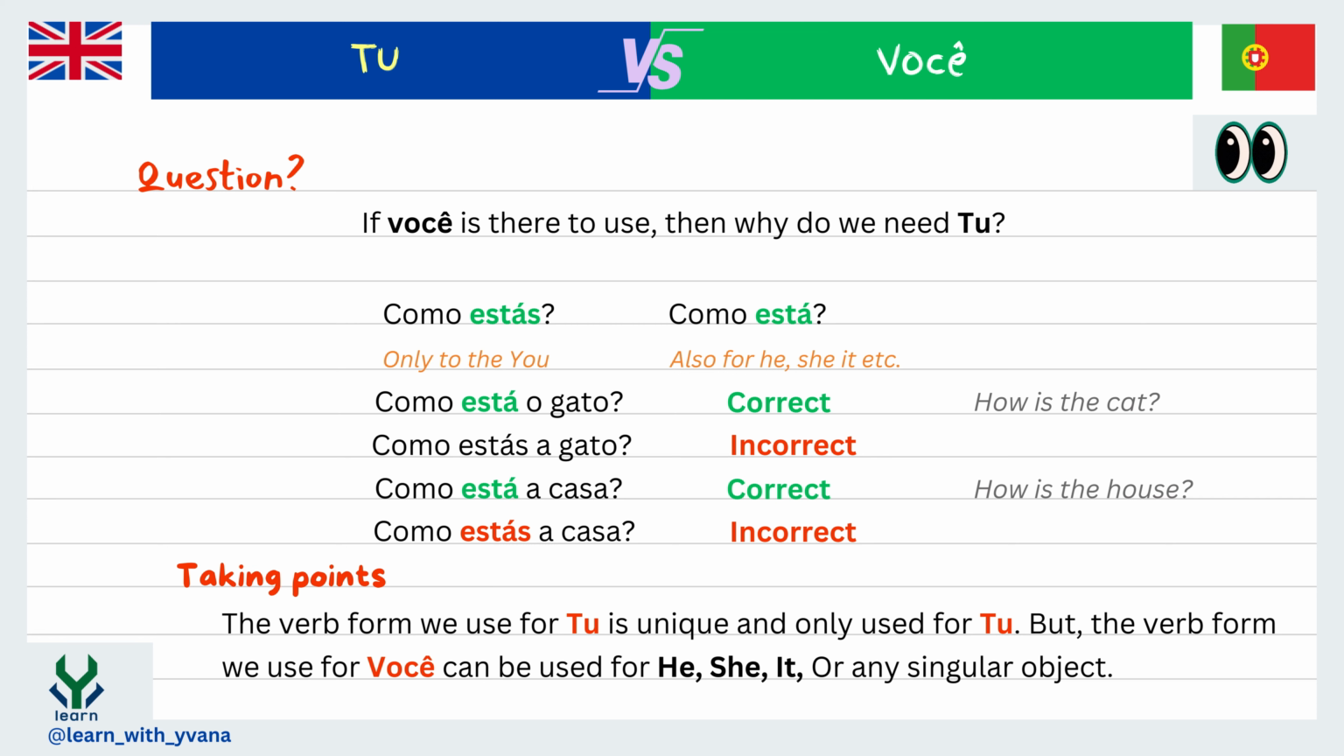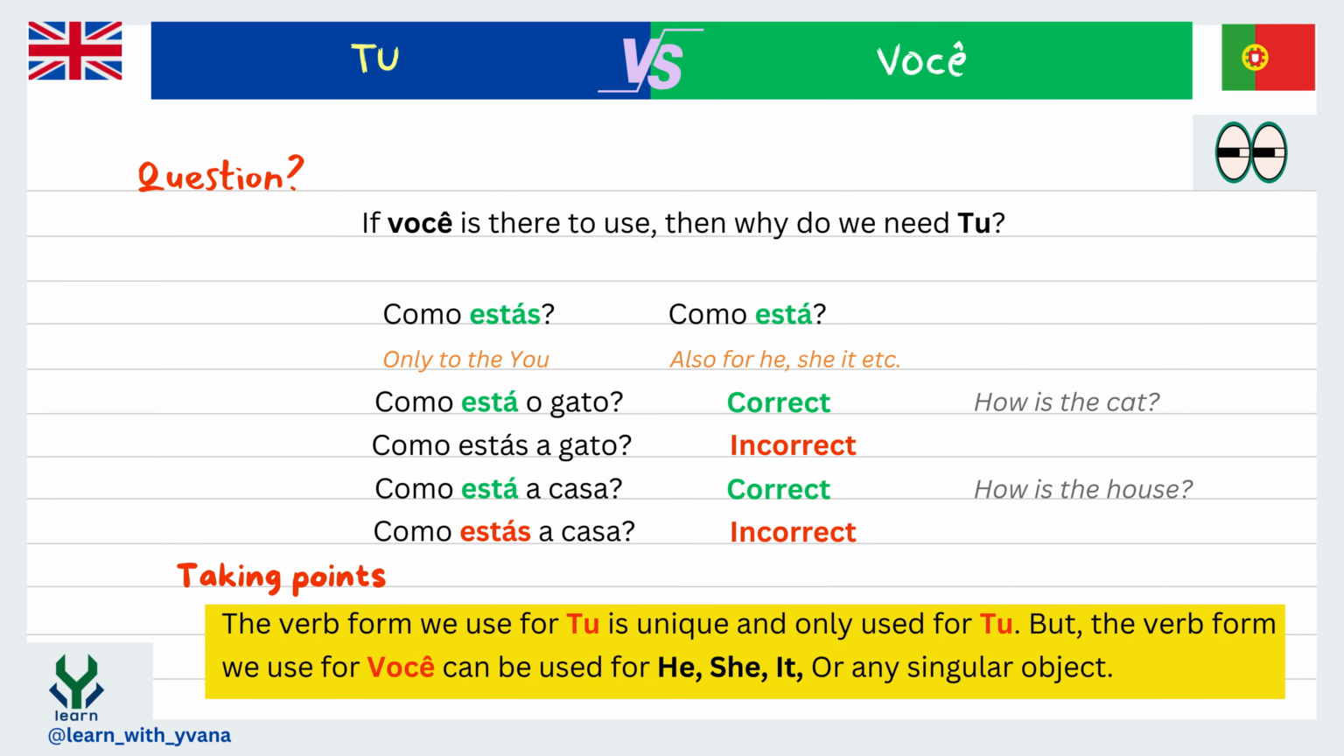Let's see an example. Como tu estás? Como estás? Both are correct. Como você está? Como está? Both are correct. Como está a casa? Correct. Como estás a casa? Incorrect. Because estás can be used only to say you, the person. The takeaway point here is that the verb form we use for tu is unique and only used for tu. But the verb form we use for você can be used for he, she, it, or any singular object.